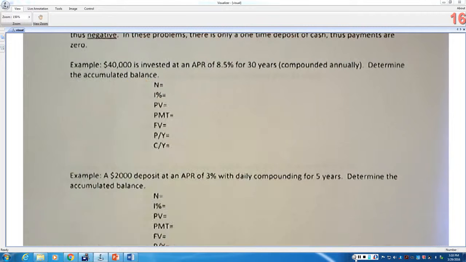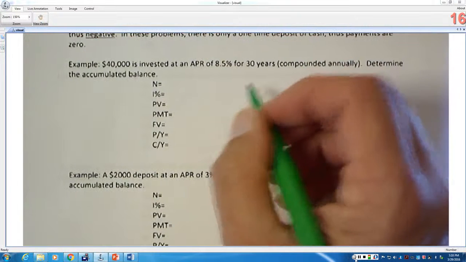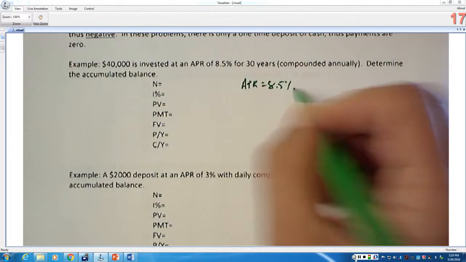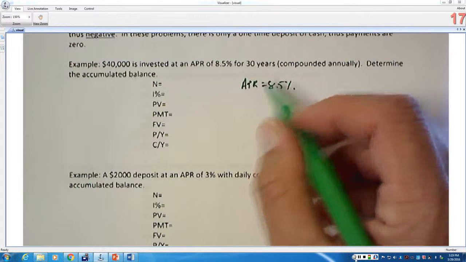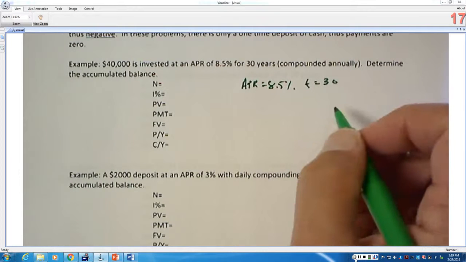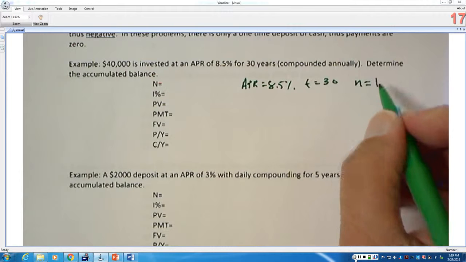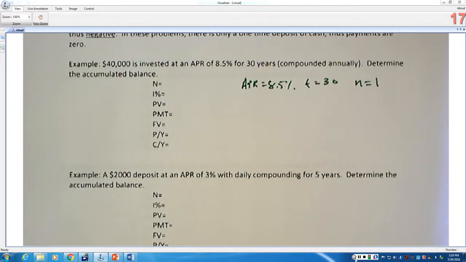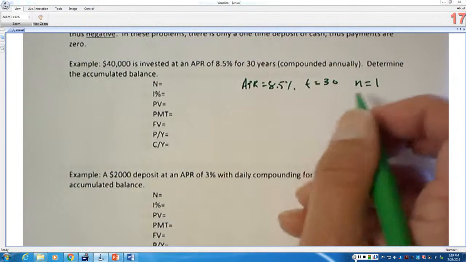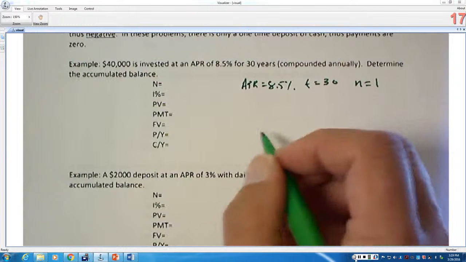So let's look at this one right here. Now again, I could just do this with the equation. So let's put what we have here. APR is equal to 8.5%. My number of years is going to be T equal to 30, and my compounding is going to be annually. So the equation is going to use the number of compounding times the number of years, and you're going to have this formula.